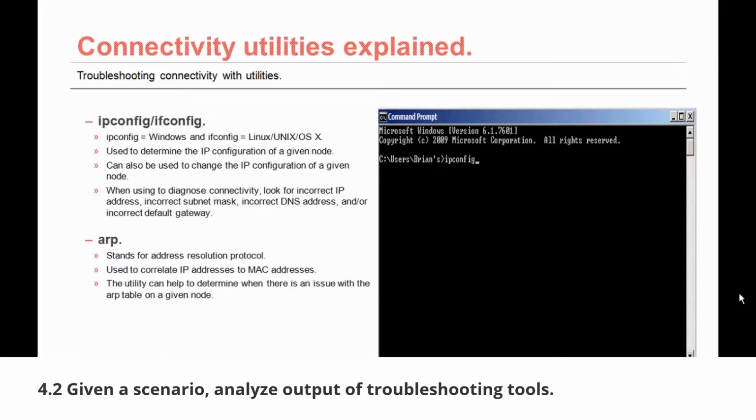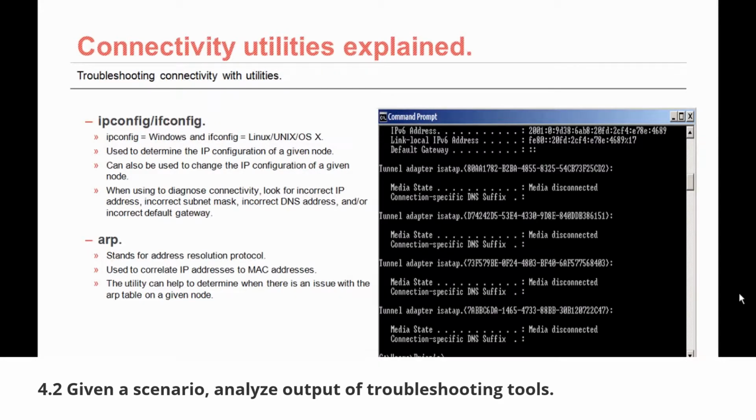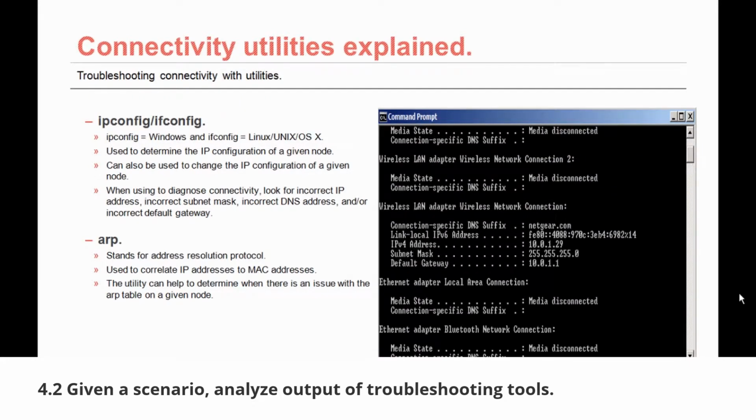One of my favorite utilities is ipconfig or ifconfig. ipconfig is the Windows version and ifconfig is the Linux, Unix, OS X version. It's used to determine the IP configuration of a given node. It can also be used to change that IP configuration if used correctly. When using it to diagnose connectivity, look for incorrect IP addresses, incorrect subnet masks, incorrect DNS addresses, and/or an incorrect default gateway.